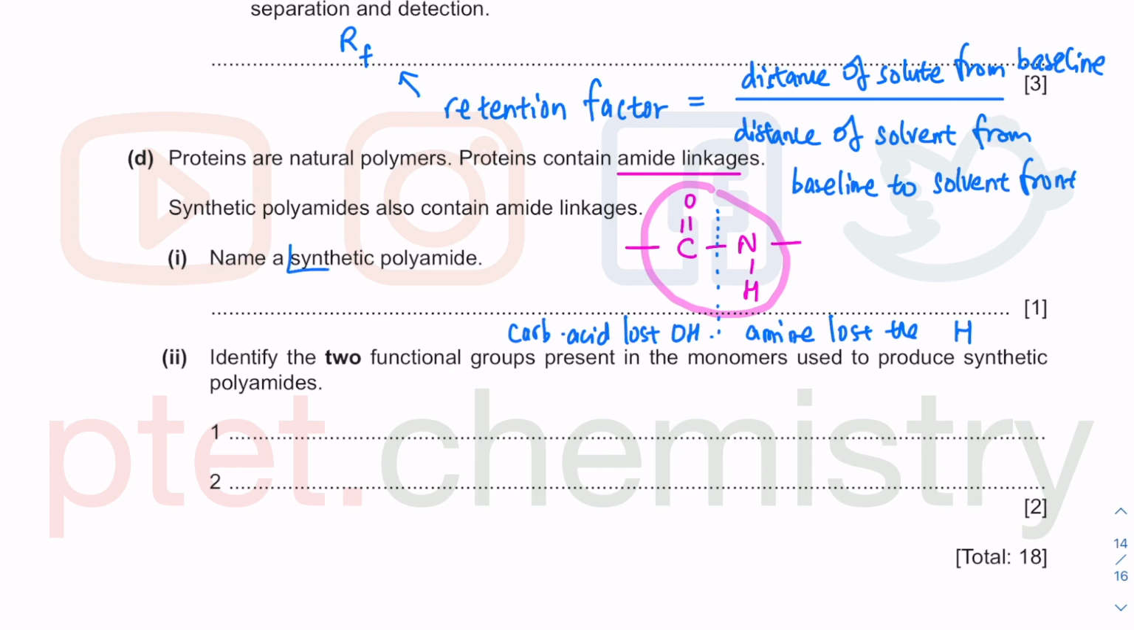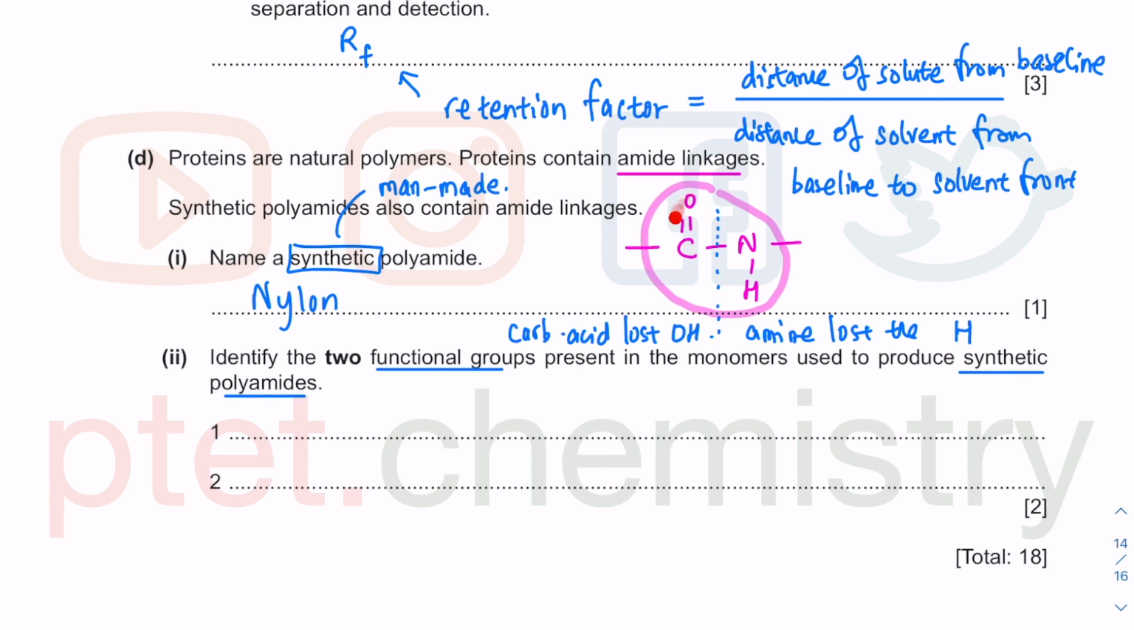Name a synthetic. Synthetic will mean that it's man-made, unlike the natural proteins, natural polymer, natural amide, which is proteins there. So naming this will be like nylon. Identify the two functional groups in order to produce synthetic polyamide. I think I just did that above.